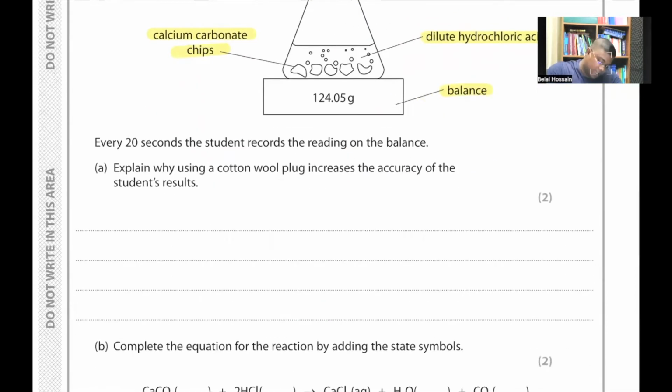Now the question says every 20 seconds the student records a reading of the balance. Explain why using a cotton wool plug increases the accuracy of the student's result. So, as I was saying, because it prevents the acid splashing or spitting, and the carbon dioxide gas can easily escape. So the decrease in mass is close to the actual value, and thereby it makes it a very good experiment.